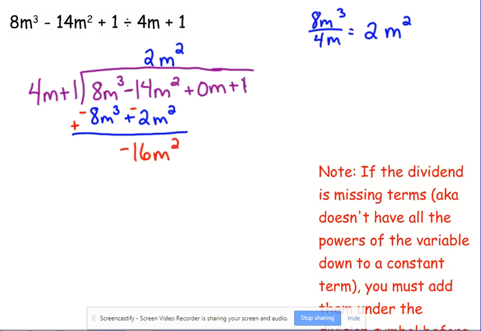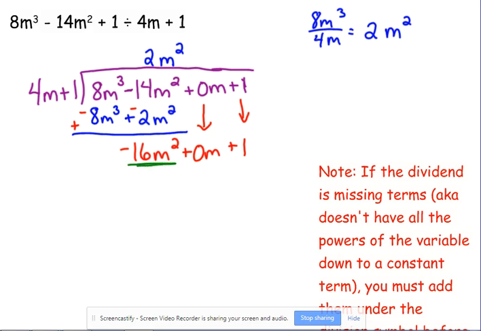Guys, I cannot emphasize how important it is. You cannot rush through these. You cannot mess up your signs, because if you mess up one sign, it's going to ruin the whole problem. All right, just being honest. You have to be careful with positives and negatives. So careful.